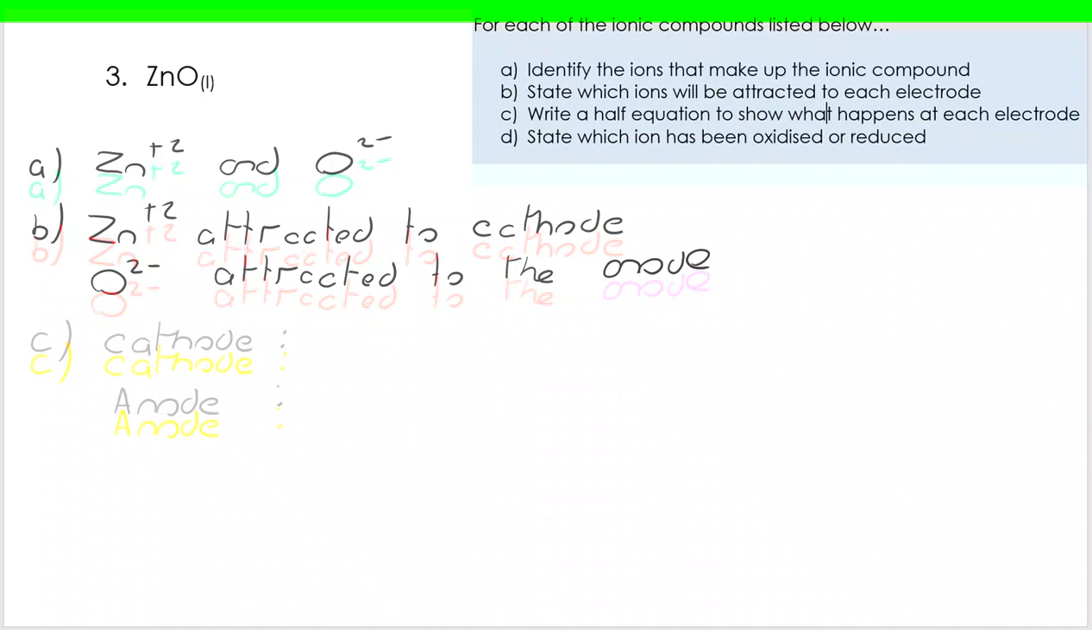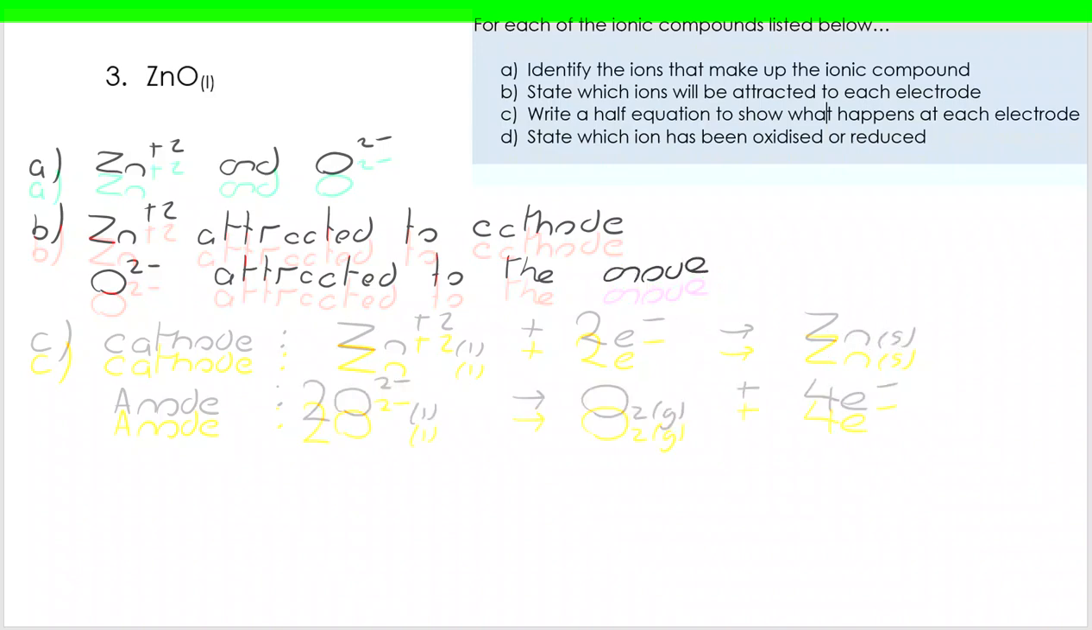So at the cathode, I have got Zn2+ gaining 2 electrons to become Zn. And at the anode, I've got to be careful with the balancing here. 2 O2- become O2, having lost 4 electrons. At the cathode, we have reduction, and at the anode, we have oxidation. And let's have a look at a really simple pattern just to finish off.